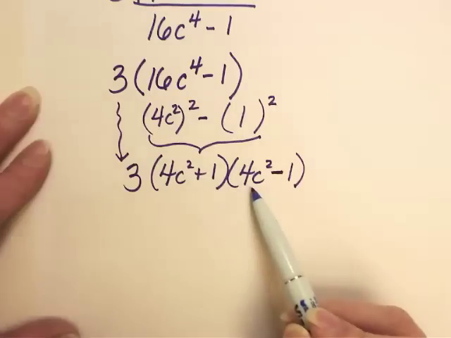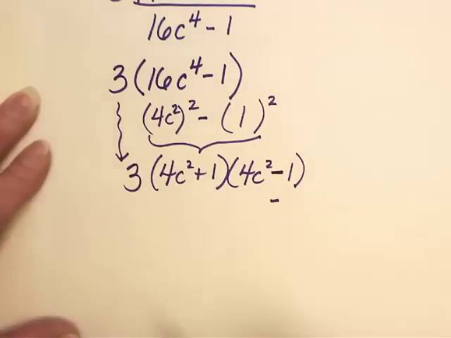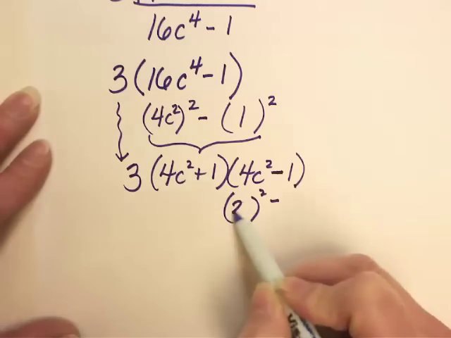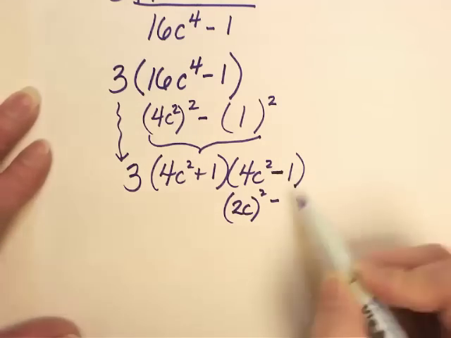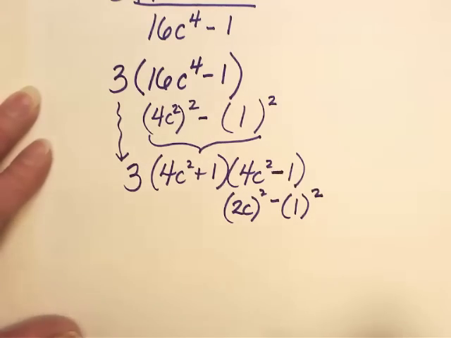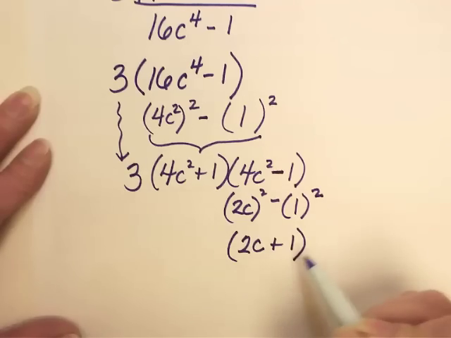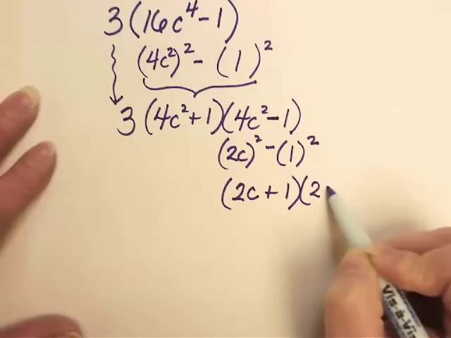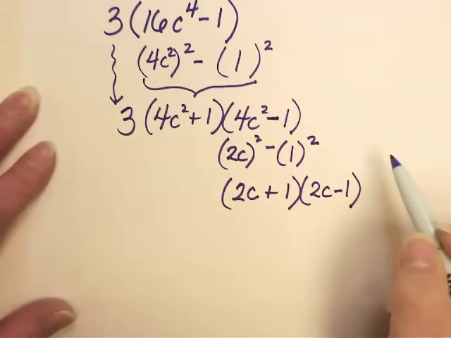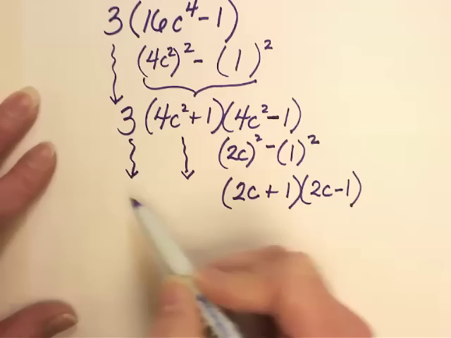Is the first a square again? Is the last a square again? I have my minus sign. 4c squared happens to be 2c, quantity squared. 1 happens to be 1 squared. Guess what? I have a DOTS again. So now I have 2c plus 1 times 2c minus 1. Don't forget everyone that we have left behind. We need to bring everyone down to join the party here.